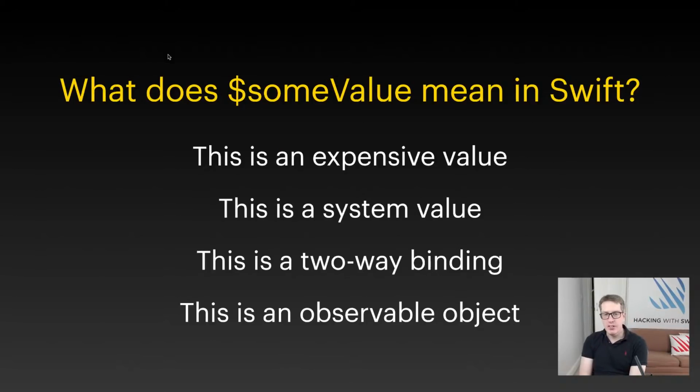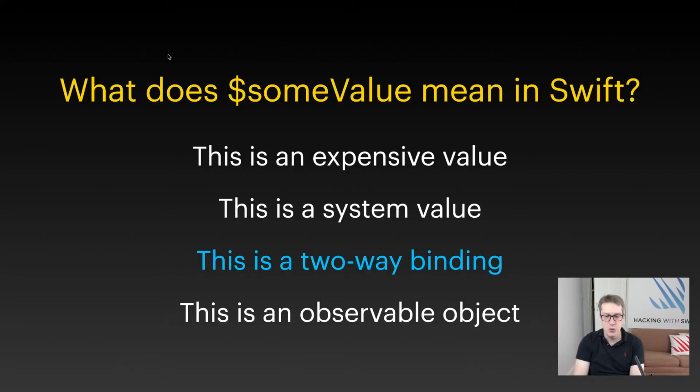Next up, what does $someValue mean in Swift? A dollar sign with a property name after it, what does it mean? Is it an expensive value? Is it a system value? Is it a two-way binding or an observable object? Which of these does $someValue mean? Have a little think. Pause the video if you want, and have a go. The answer is, but hurry up.